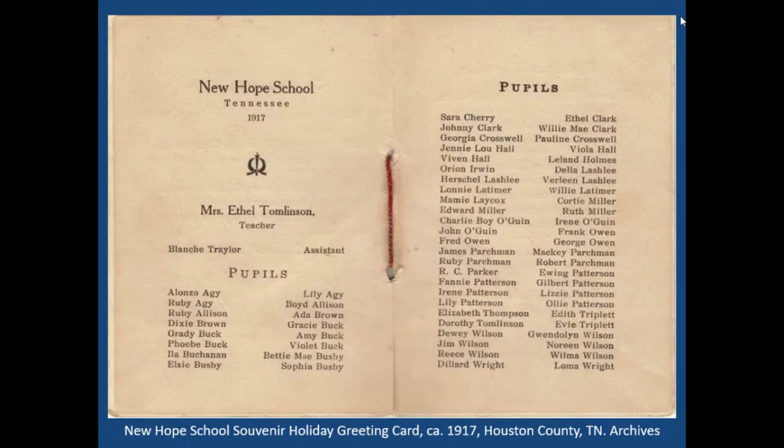Here is the inside of that souvenir holiday greeting card. As you can see, it lists all of the pupils. Well, this little card, it is probably only 6 inches by 4 inches. It's very, very small. But if it's the only thing that I can find with my ancestor's name in it, I can prove that my ancestor went to school, what school they went to, and what year they were attending school. Wonderful information about my ancestor who went to school.